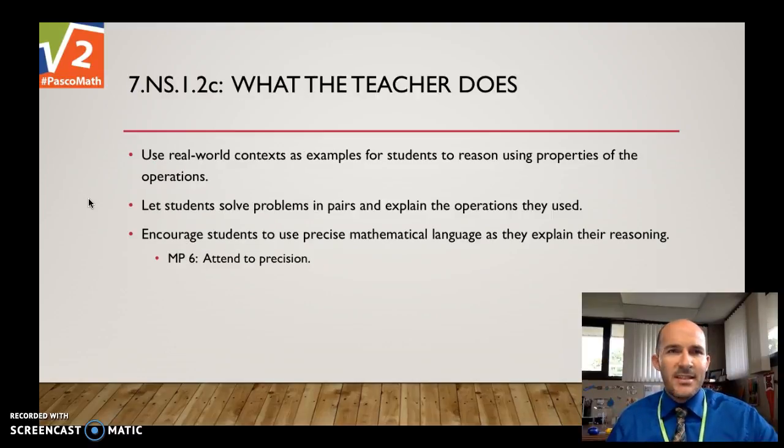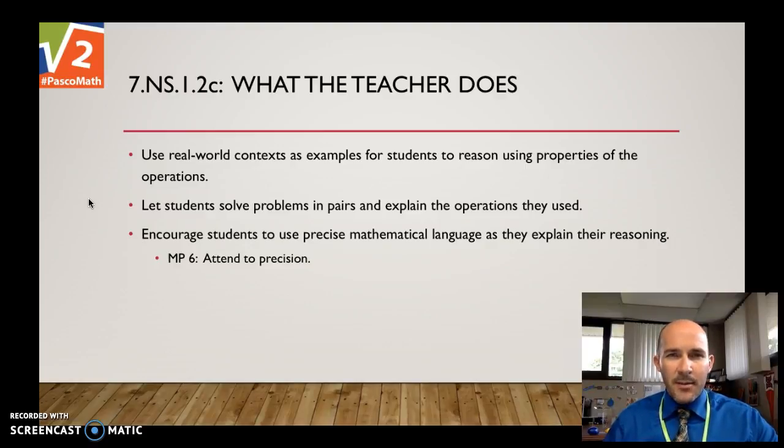So what should you do as a teacher? Again, probably getting sick and tired of me talking about context, but it's very important that we use real-world context as examples for students to reason using the properties of operations. If we just try to get them to memorize the commutative and associative properties with just generalized numbers, it's not going to be as effective as if we can put it in some context.